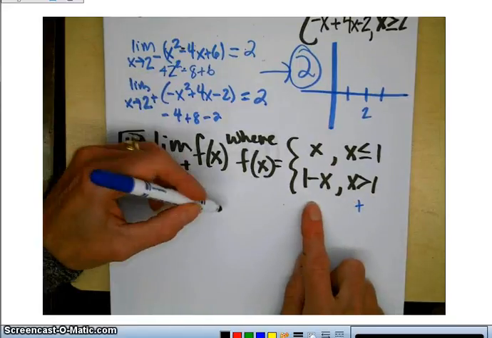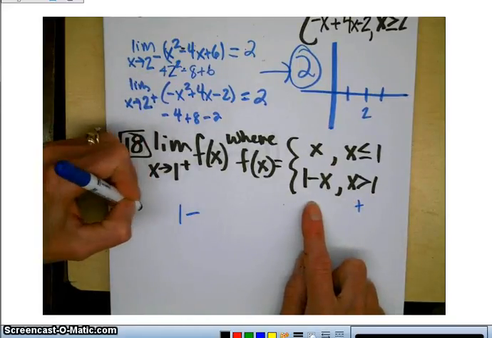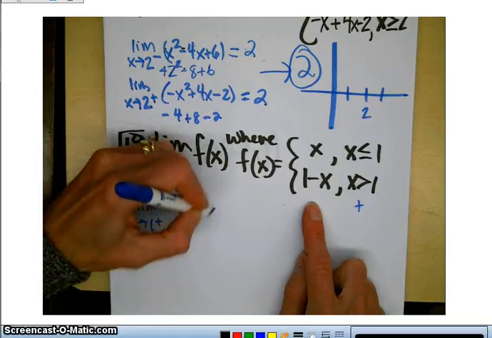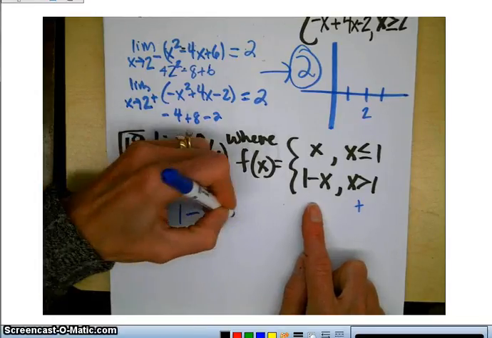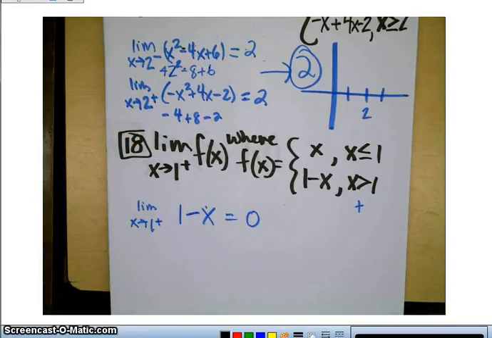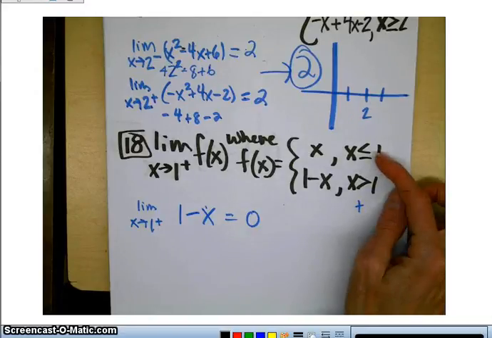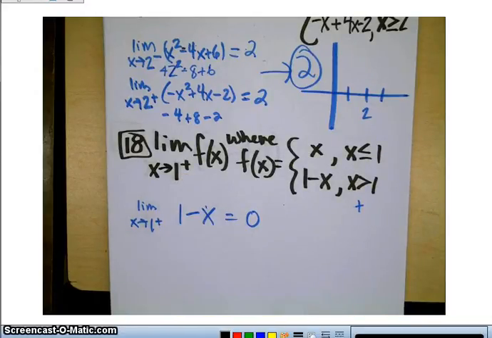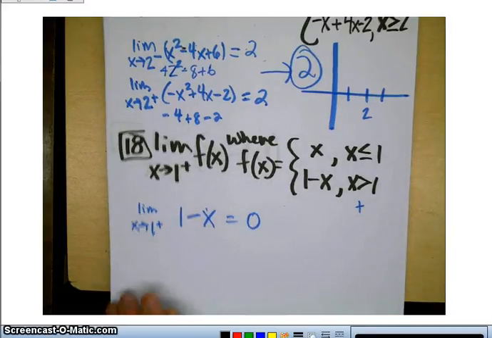So I need to just use substitution. So the limit as x goes to 1 from the positive of 1 minus x. So put 1 in and you're going to get 0. It doesn't matter if this one from the other side is not the same because we were only asked to find the one-sided limit. It is a waste of time to look at the other one.